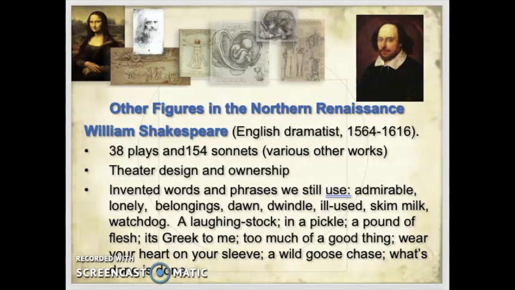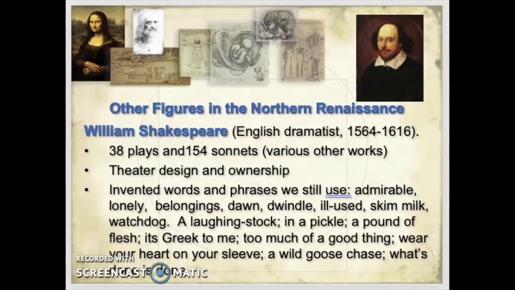So, for example, the word admirable, lonely, belongings, dawn, dwindle, ill-used, like a person feels cheated or treated unfairly. They're ill-used. Skim milk or watchdog. Also phrases like laughing stock. Somebody is in a pickle. In other words, they're in trouble that they got themselves into. A pound of flesh. You want your pound of flesh. In other words, you want punishment for somebody. You want their pound of flesh.